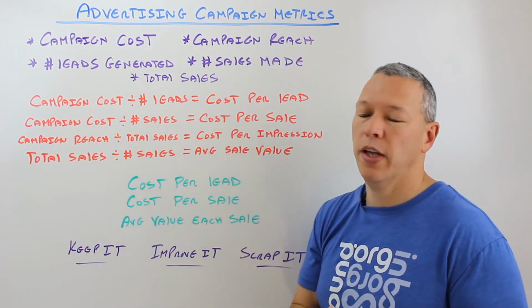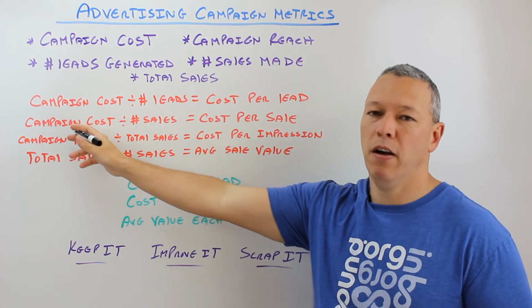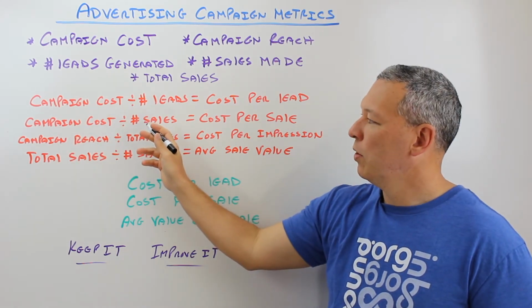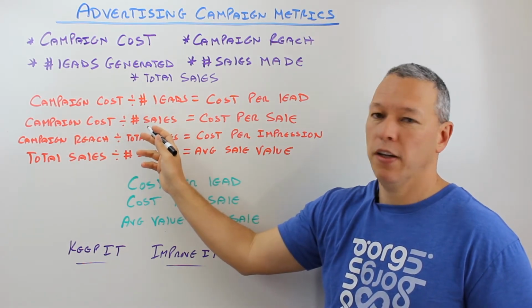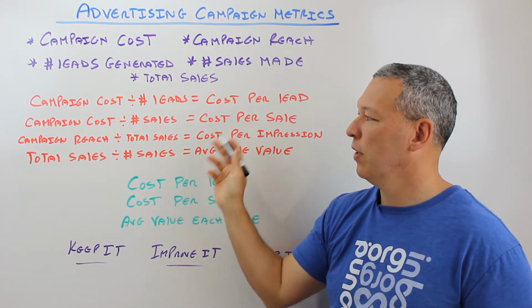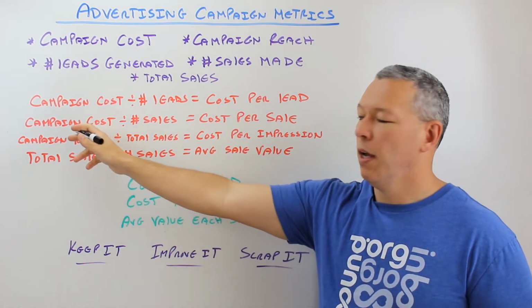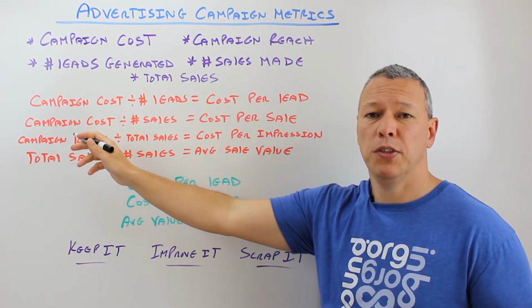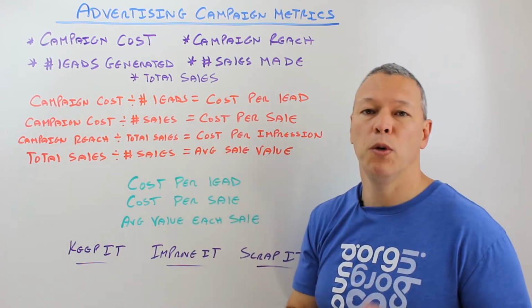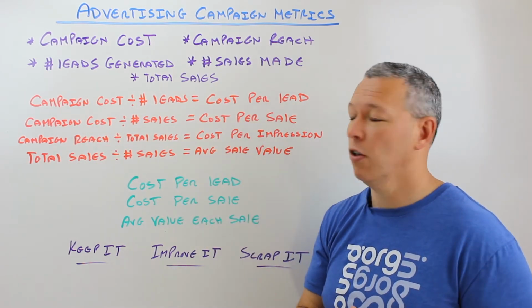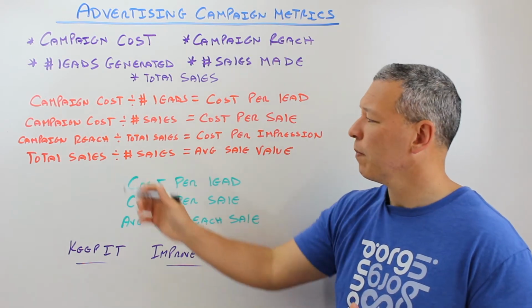Second one is cost per sale. Same thing. You want to take your campaign cost, you want to divide it by your number of sales, and that'll give you your cost per sale. So same thing. If your campaign cost you $100 and you made 2 sales, your cost per sale would be $50 each. So it costs you $50 to make 1 sale.